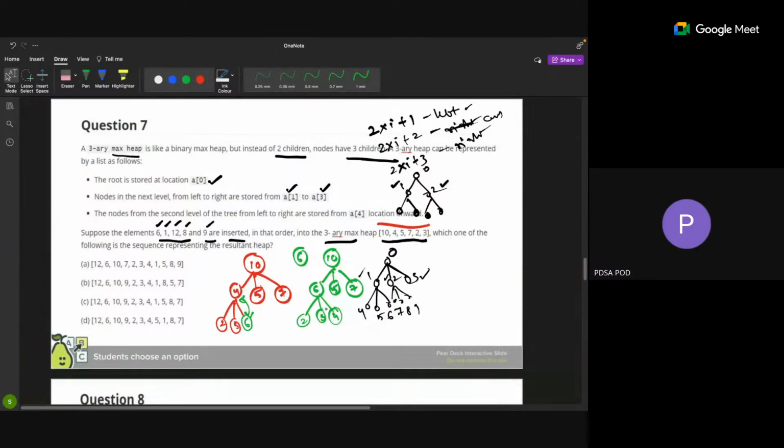Is it clear up to here? Yes, sir. Now we are inserting 1. So 1 means simply we can insert here. No problem, because no swapping is required. Heapify is not required. Clear? Because 1 is below that 5, and 5 is bigger than 1, it is satisfying the max heap property, no problem.